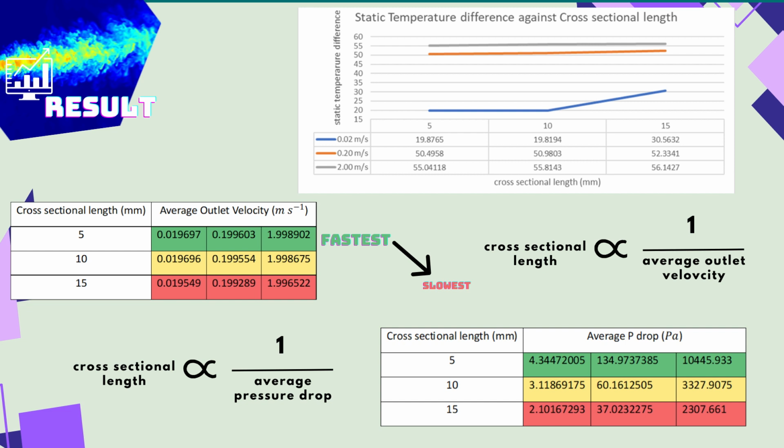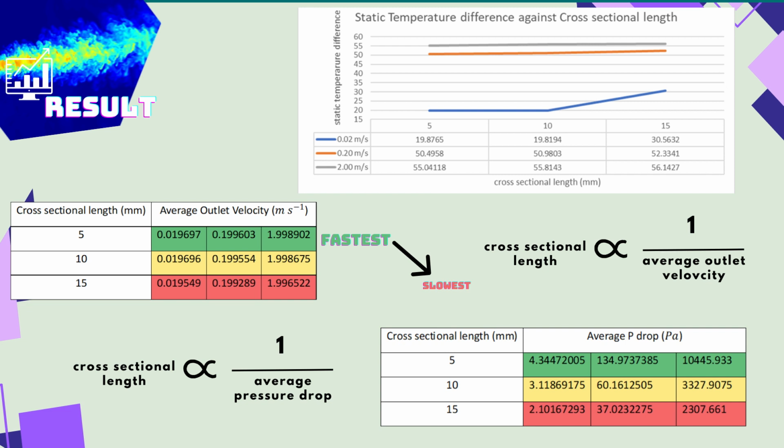Next, the average outlet velocity against cross-sectional length. This table represents the changes in the magnitude of the average outlet velocity when the cross-sectional length increases, where green indicates the fastest, followed by yellow, and red is the lowest. This shows that the average outlet velocity decreases when the cross-sectional length increases, regardless of the inlet velocity.